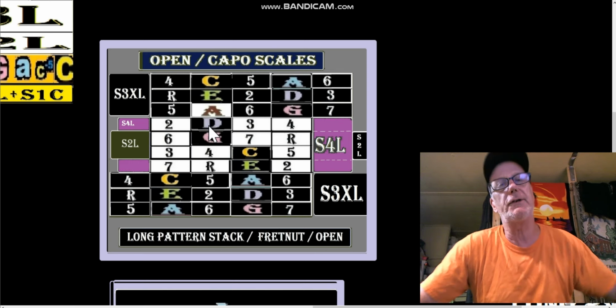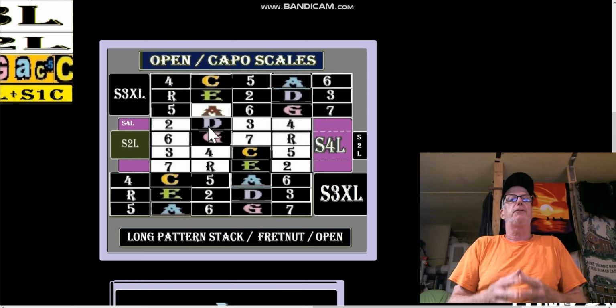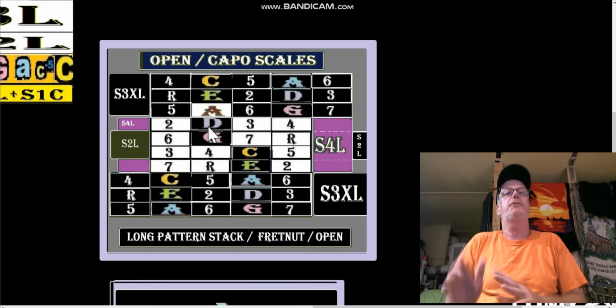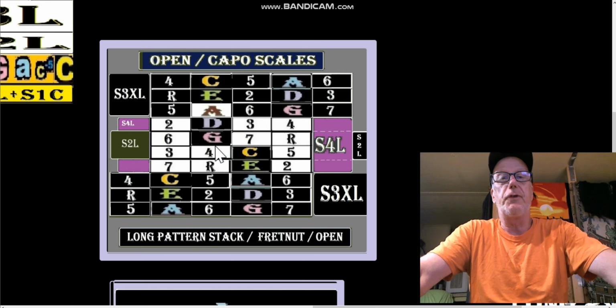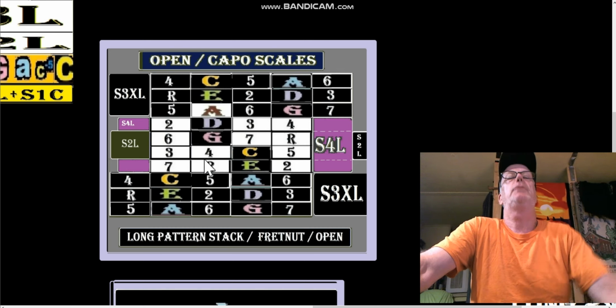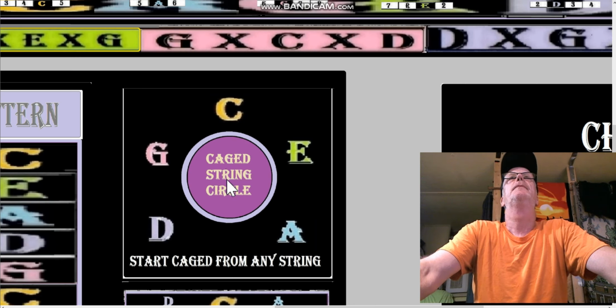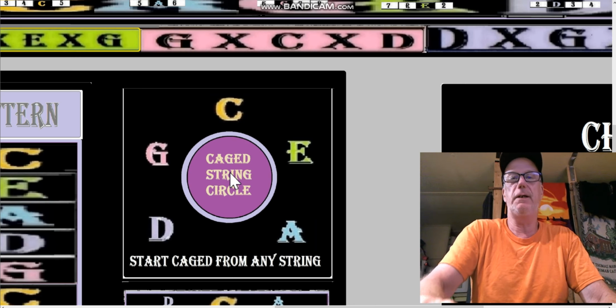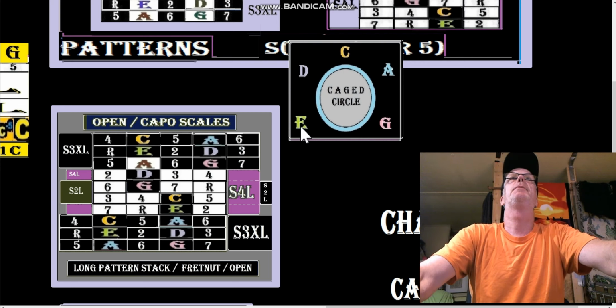So the long pattern, I just mentioned this earlier and I want to make a point of it. The long pattern starts in one shape and goes to the next shape up the neck, which goes up one CAGED member. So right here we have our CAGED circle. So if we start on an E shape, we're going to end on a D shape. This is the CAGED circle.